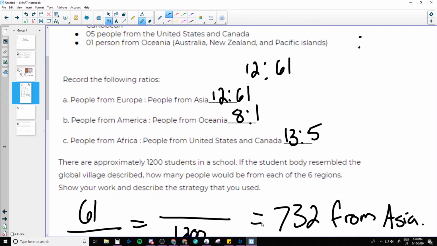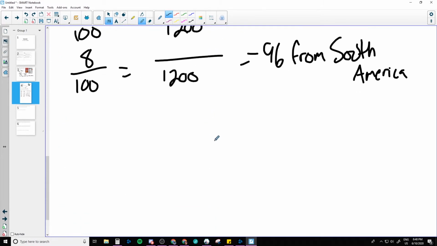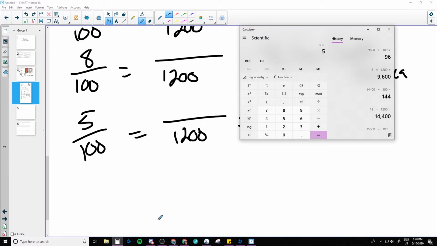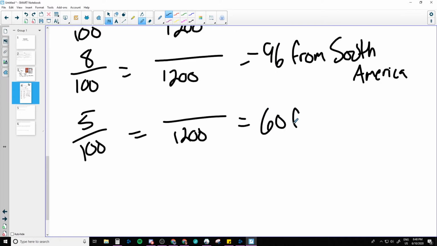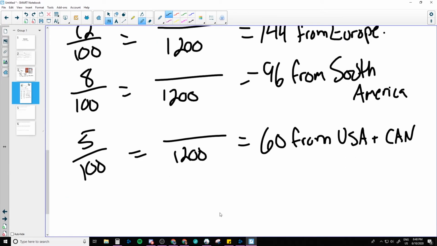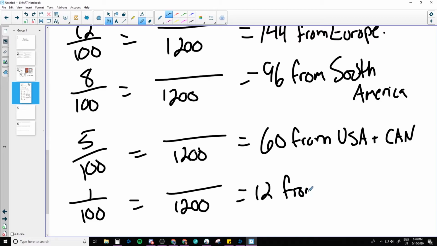Okay, and then we've got 5 from the US and Canada. So 5 out of 100 equals blank out of 1,200. So 5 times 1,200 divided by 100 tells us there would be 60. Okay, and then last one, 1 person from Oceania. If I do this math, it's going to be 12 people from Oceania.